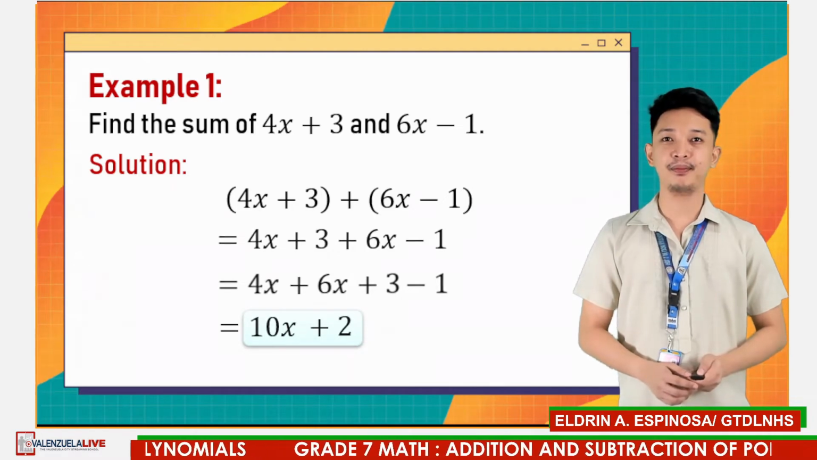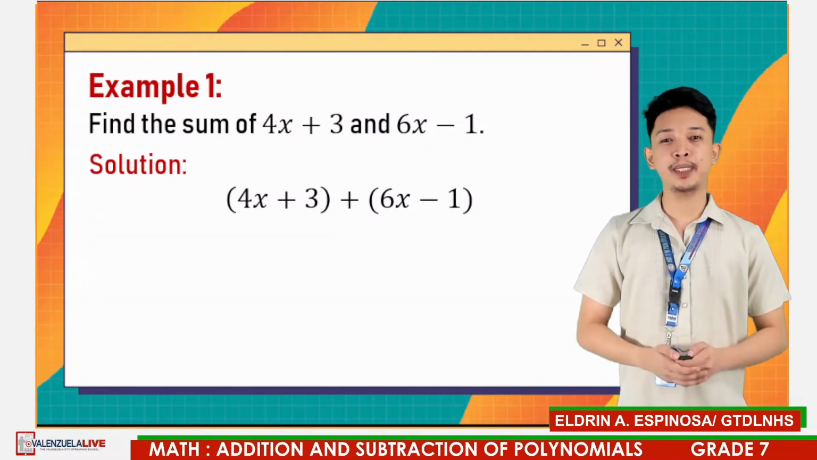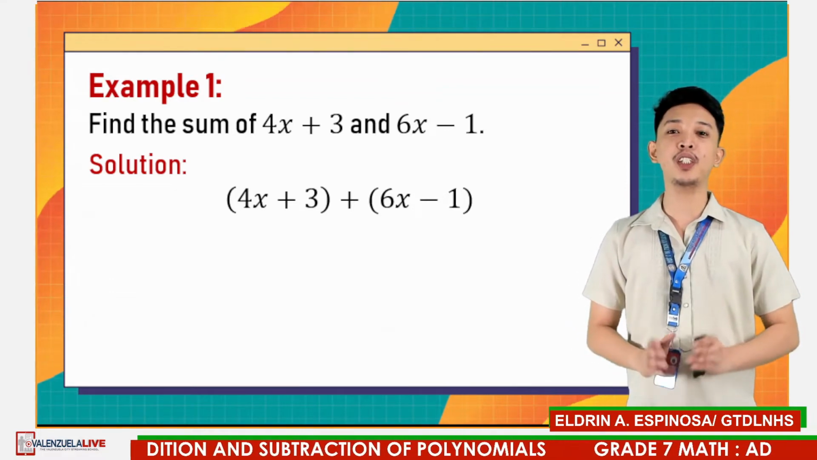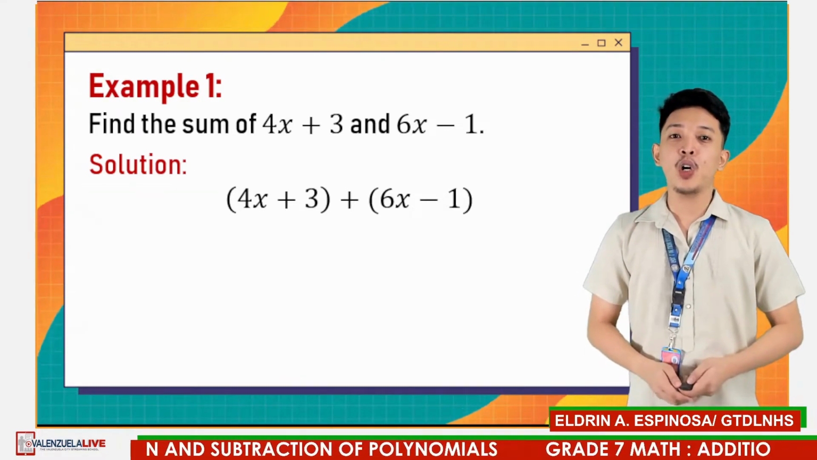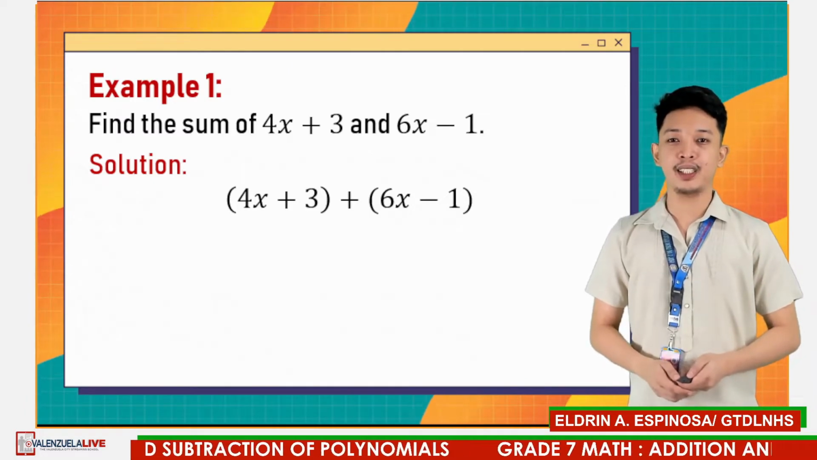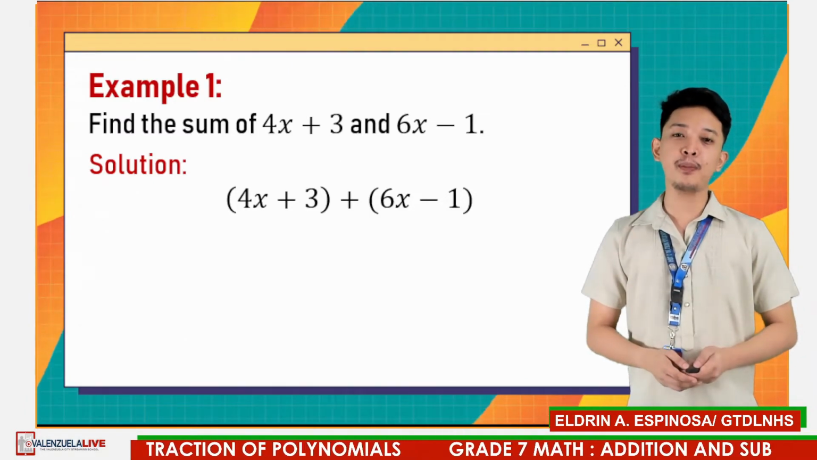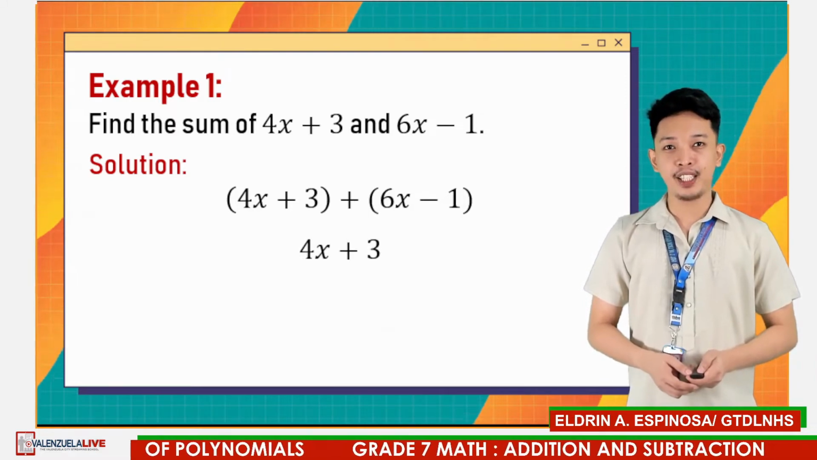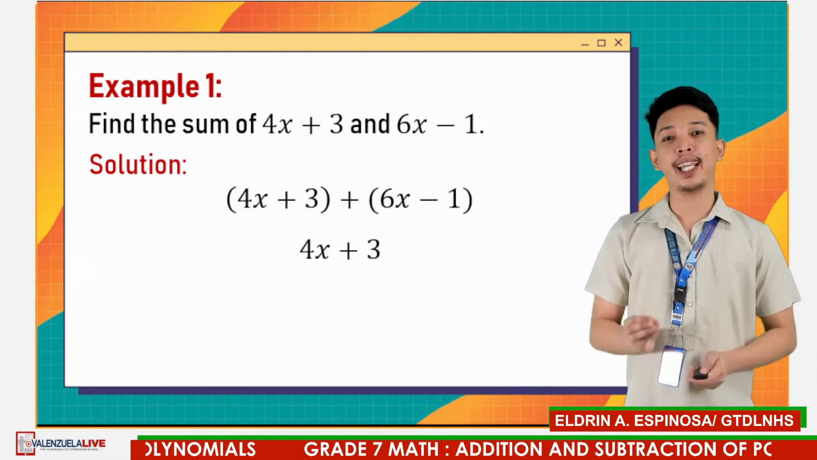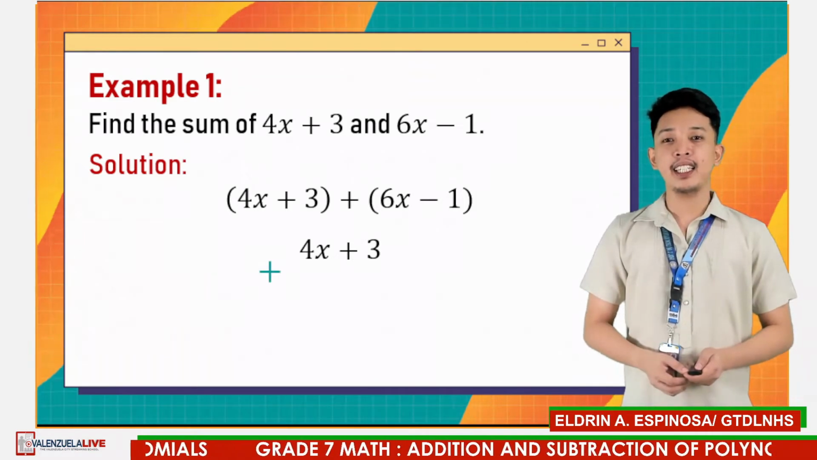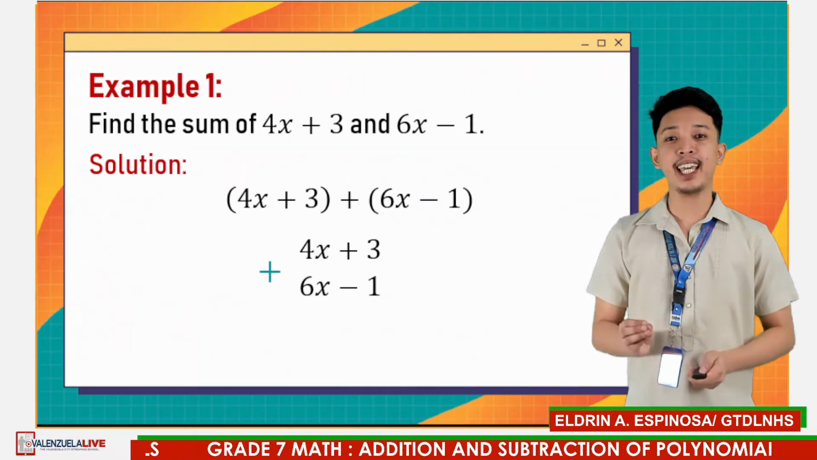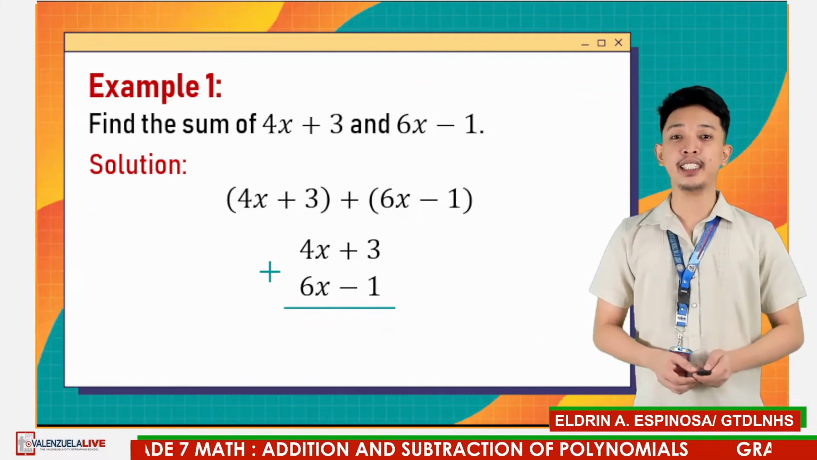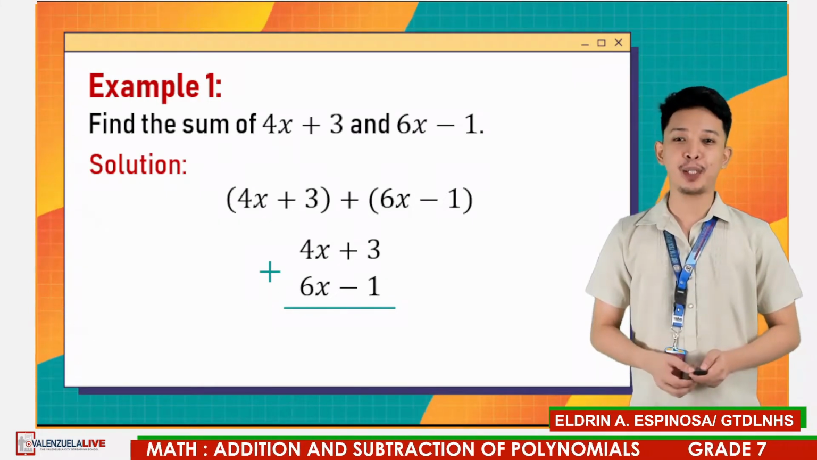Another way of simplifying these polynomials is to align the similar terms using column. In other words, we will add it vertically. To begin with, we will combine the similar terms by aligning them vertically. Write the first polynomial, 4x plus 3, then add the second polynomial, 6x minus 1. Since we're done aligning the similar terms, we can now simplify it.